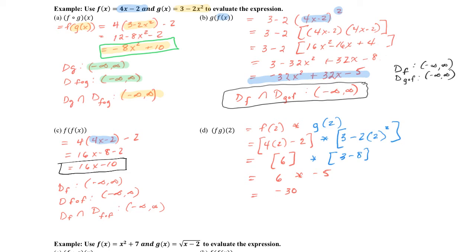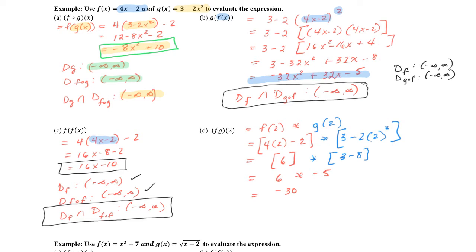Then we're going to find the domain. Again, the domain of the inside, domain of f, is negative infinity to infinity. Then the domain of the newly composed function, well, the newly composed function is 16x minus 10, which also is a line, so negative infinity to infinity. And then the final answer is the intersection of those two, so the domain of f's intersection with the domain of f composed with f is negative infinity to infinity.